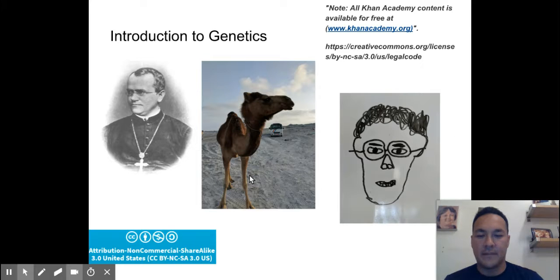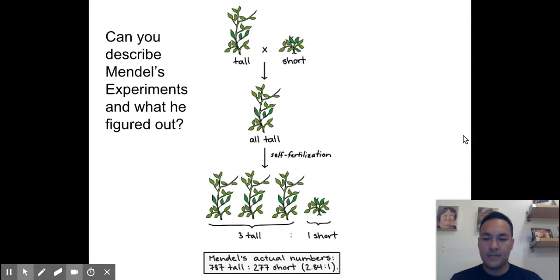All right, here's a camel from Masira Island from our DO trip, and that camel's got a lot of genetics in it. And here's a picture one of our Courage buddies drew of one of our students showing a lot of genetics there. Let's dive right in.